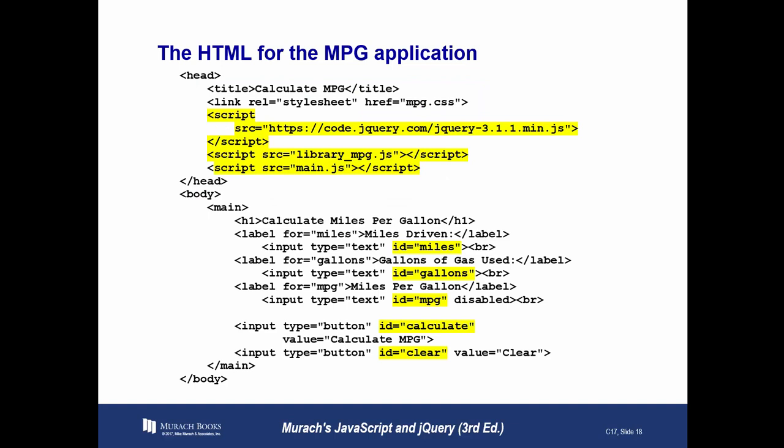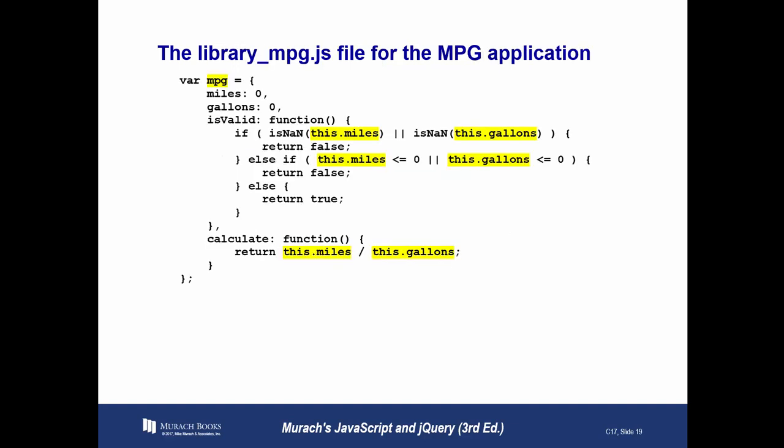So the first two script elements in the head section identify the two JavaScript libraries that you're going to be using, the jQuery and your own MPG library. The last one is the main JavaScript file that's going to use both of these. The HTML in here, the big thing is you'll notice the use of the ID attributes. And those ID attributes will make it easier to work with when we add the code.